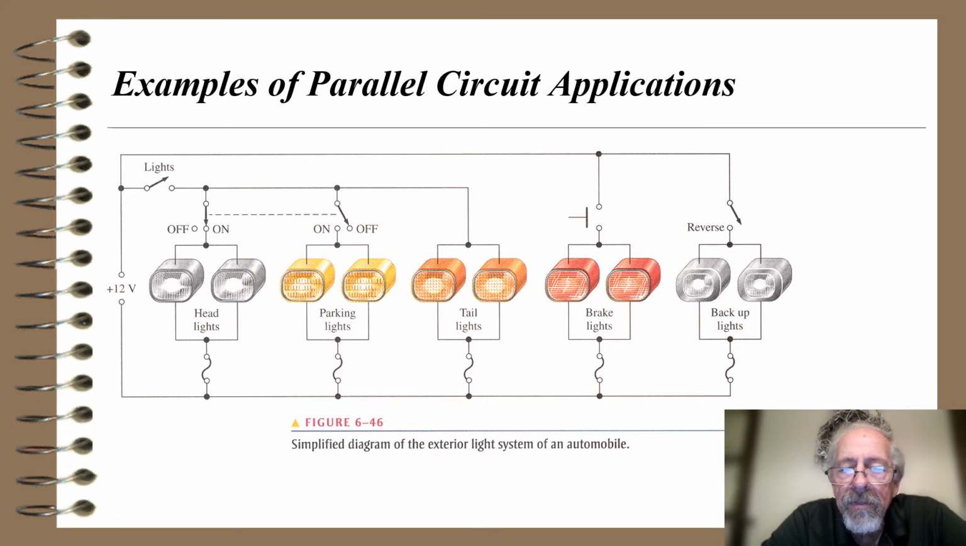The brake lights, you see this momentary, normally off, but a momentary on push button switch. And that's what happens when you step on the brake pedal of your car. You actually activate that switch and the brake lights on the back of the car turn on. If I put the transmission in reverse, it automatically closes that switch for the reverse backup lights and they will go on. So that's a parallel application, the same voltage applied to what? The headlights, parking lights, tail lights, brake lights, and backup lights. So parallel circuits are a way of distributing energy.